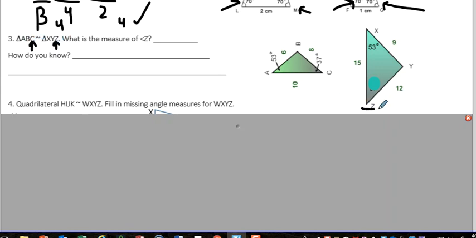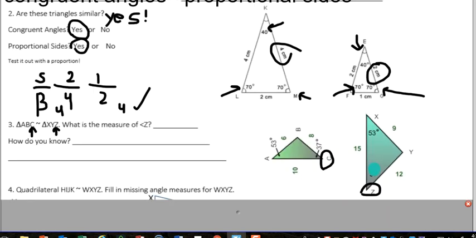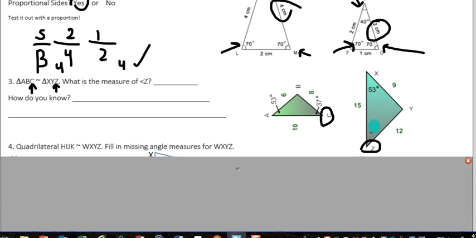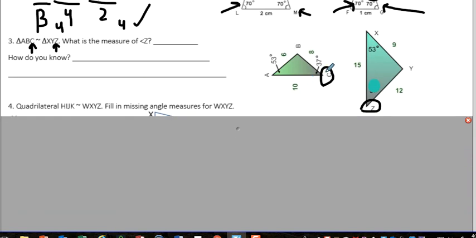So here's Z and here's C. They're going to be the same measure because just like we said up at the top, similar figures have congruent angles. So C is 37. Z also has to be 37 degrees just because they're in the same letter placement. You could look at the picture too and determine that Z is in the same spot, but it's even easier to look at the letters.